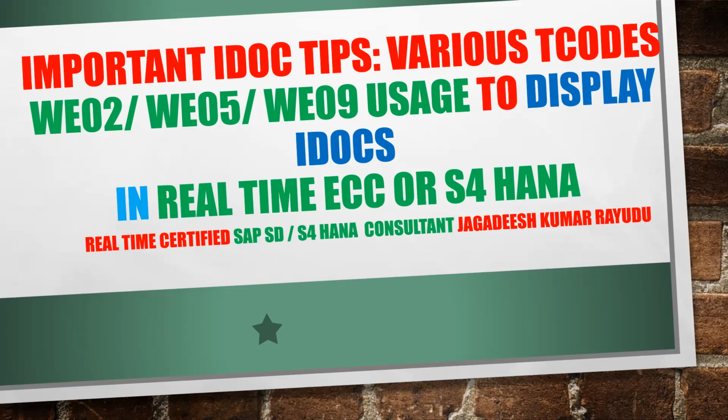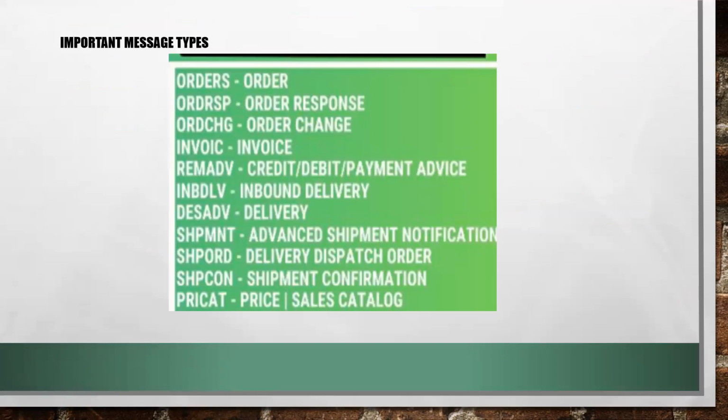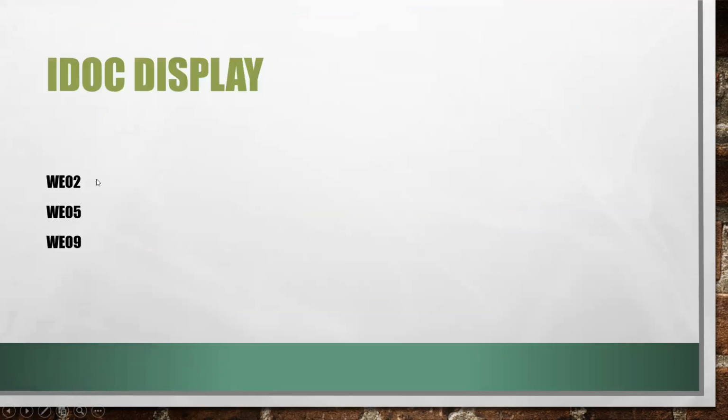I think we have seen all these different kinds of basic IDoc types and message types, which are important, and the frequency is so high apart from your custom IDocs. So you can display your IDoc by using WE02, WE05, and WE09. Don't miss this one. Let's see how we can do that.